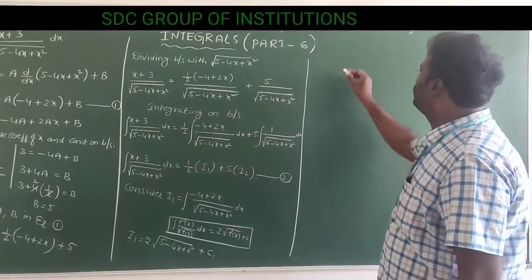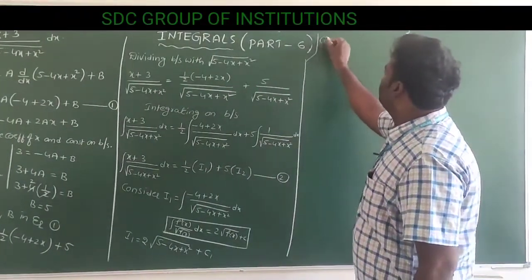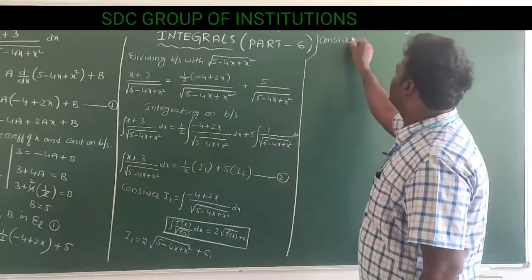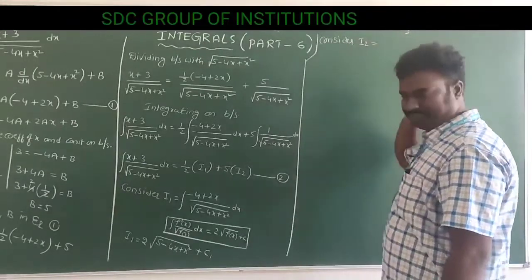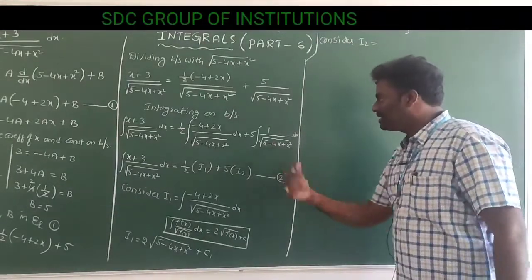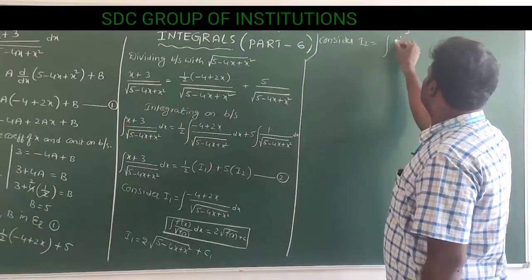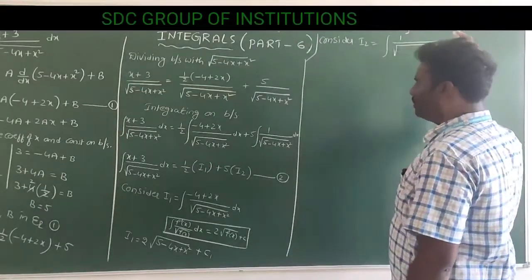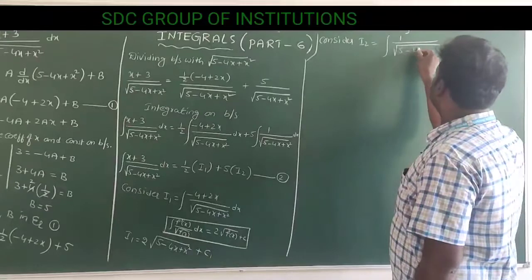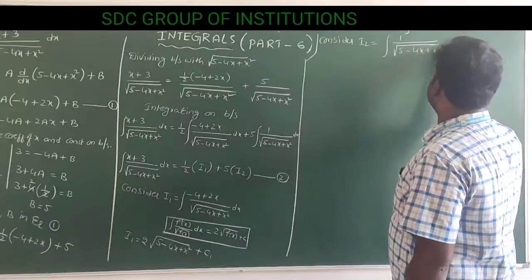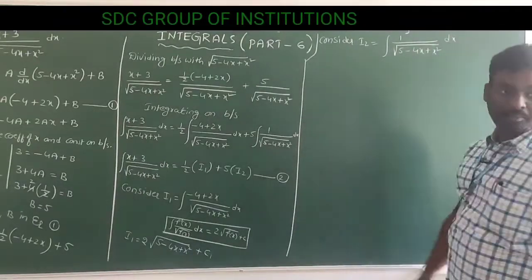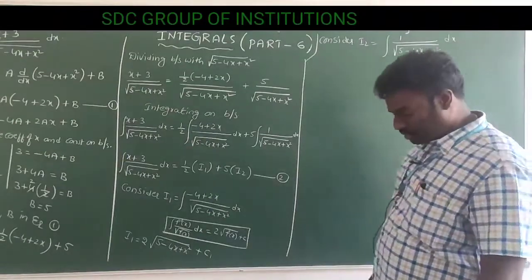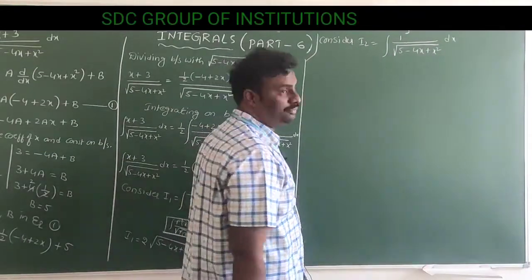Next, we need to find the second integration, that is I2. I2 is this integral 1 by under root of 5 minus 4x plus x square dx. This is type 2. So, how to find this by using type 2?